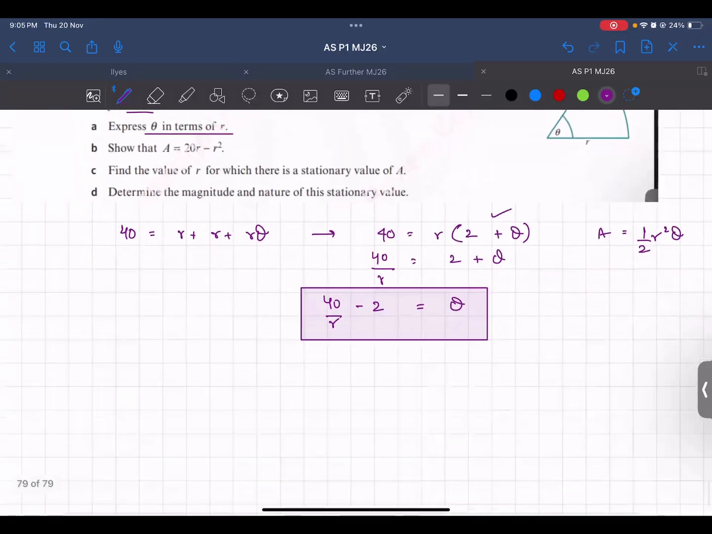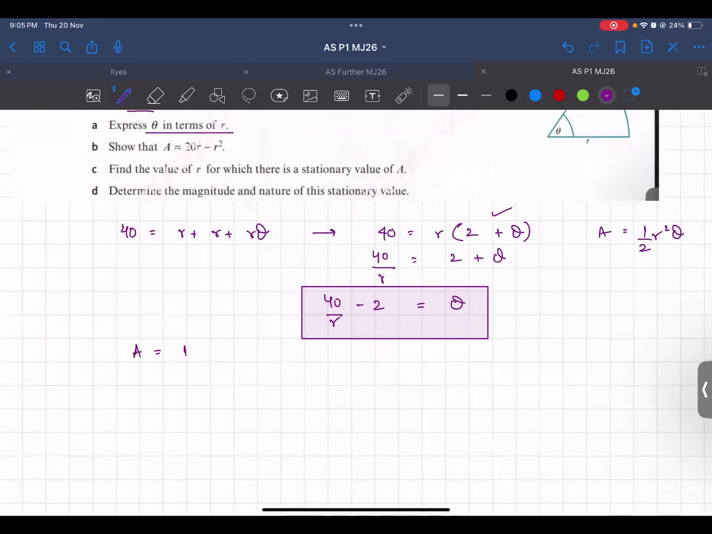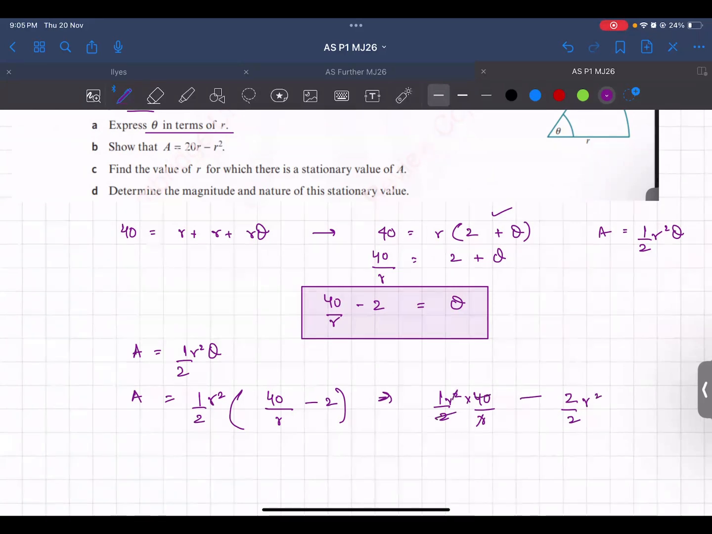Show that your area is 20r minus r square. So the area formula we have found is half r square theta. And theta now you can replace with the expression we have formed, 40 upon r minus 2. If we expand this, it becomes 1 upon 2 r square into 40 upon r minus 2 upon 2 r square. So r and r square cancel out, and 20 and this 2 and this 40 becomes 20. So area comes out as 20r minus r square, the one which they have given us. Look, we have found the second part as well.